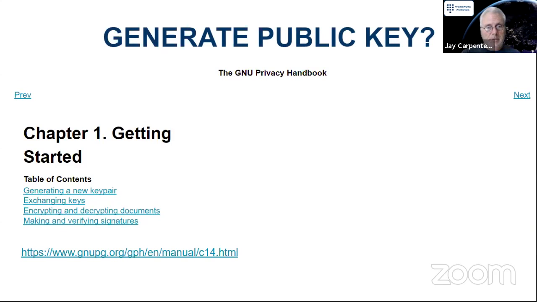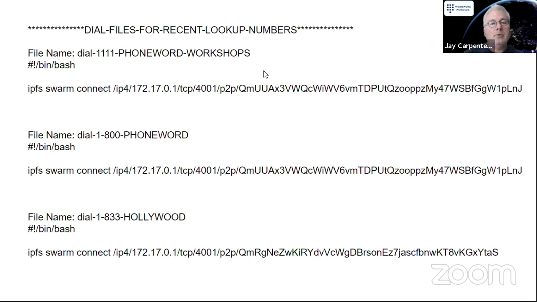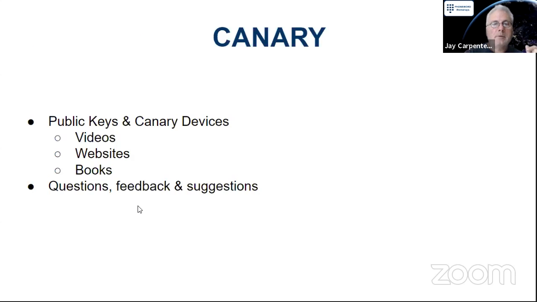So here's how you can generate one of these public keys, and I'm going to show you this in just a moment, but here is the link to the GNU website that shows you how to generate a public key. So let's switch over to, and this is what we do in the global directory. We will take a, oops, sorry about that.